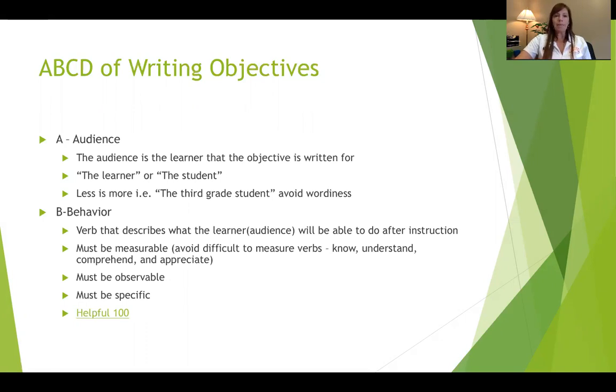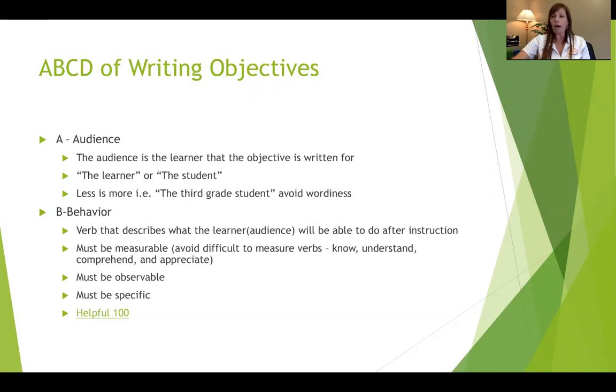So when we get into B, behavior, this is the verb that describes what the learner will be able to do, once again, after instruction. It must be measurable. Try to avoid words that are difficult to measure, like appreciate. How do you measure students appreciating something? You must be able to observe the behavior. So once again, appreciating something can be very hard, not only to measure, but also to observe. And it must be specific.